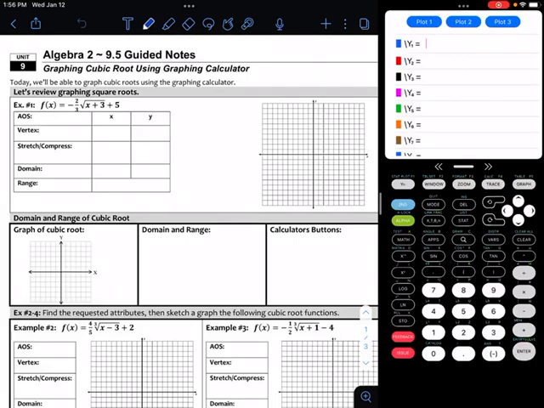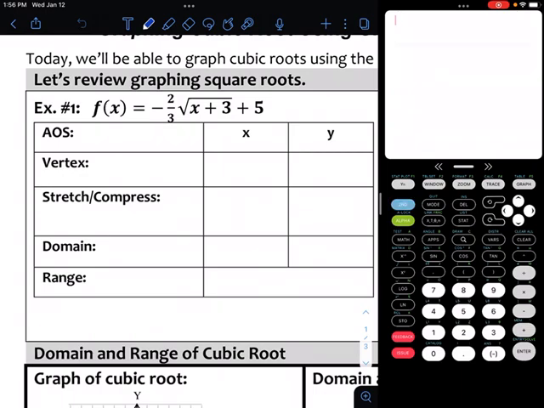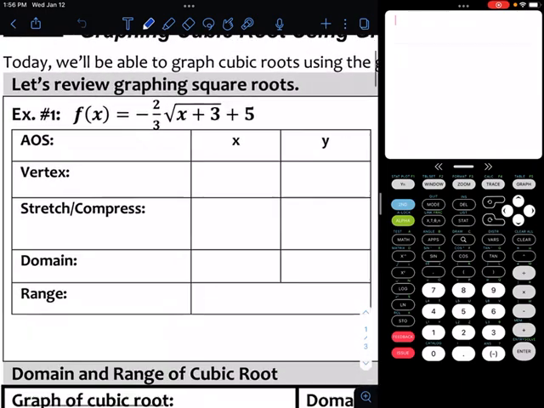All right, Algebra 2. So 9-5, we're going to start off with a square root problem. Then we're going to show you guys how to graph a cubic root on your calculator. So go ahead, looking at our warm-up here for square root, try it out.